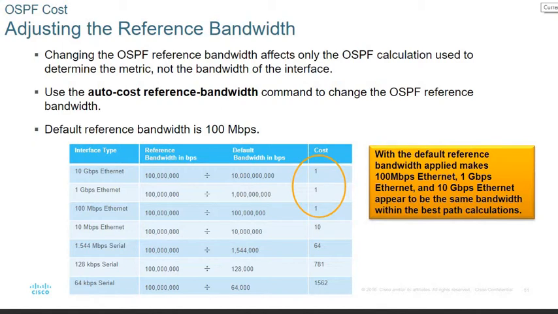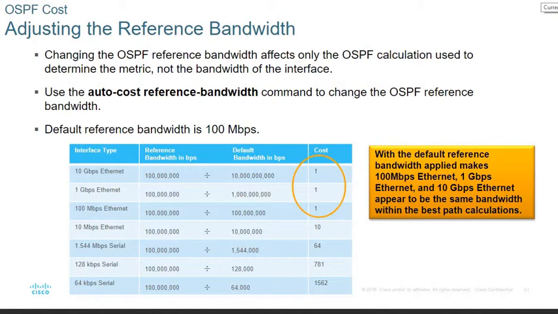Interface type reference, default bandwidth in bits per second. 10 Gbps Ethernet, 100 million, cost 10 billion. 1 Gbps Ethernet, cost 1 billion. 100 megabits per second, 10 megabits per second, 1.544 megabits per second, serial 1,544,064. 128 kbps serial 128,781. 64 kbps serial 64,015. With the default reference bandwidth applied, the cost is based on 100 megabits per second.